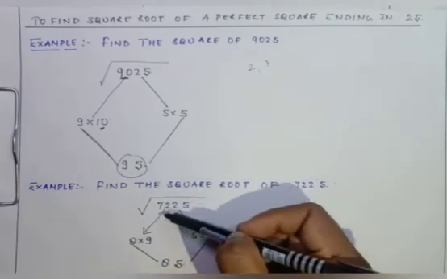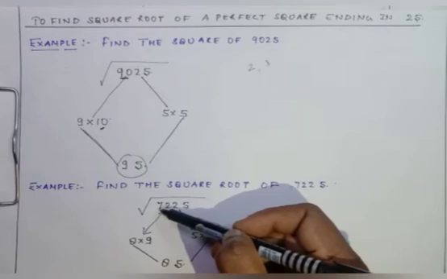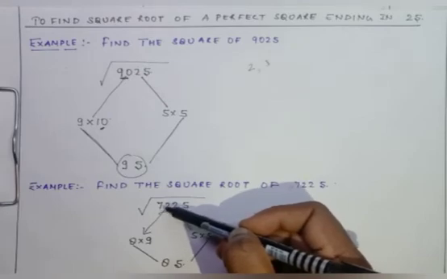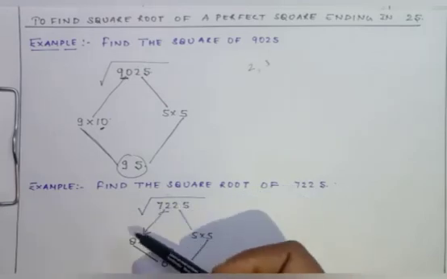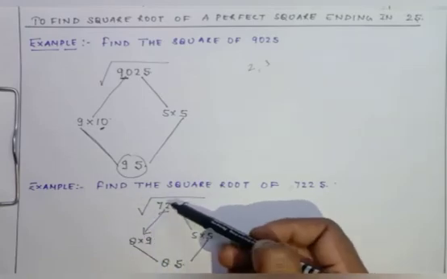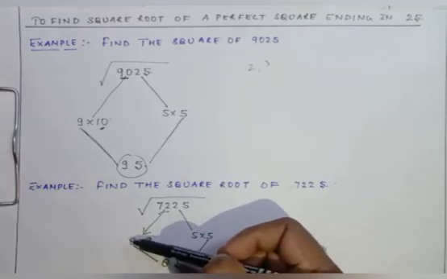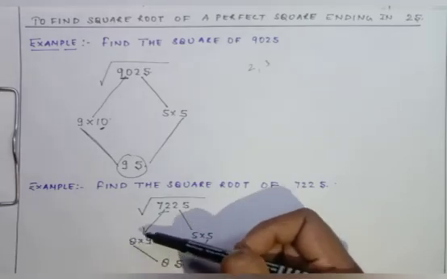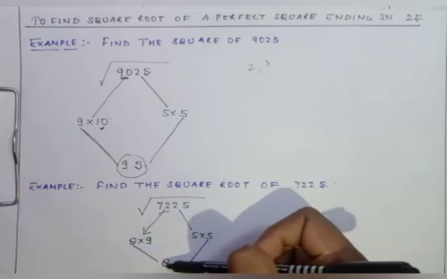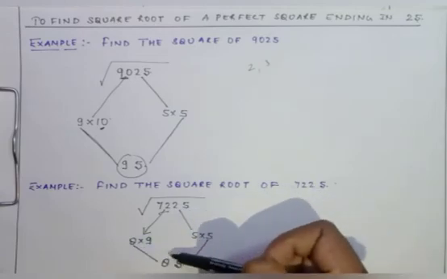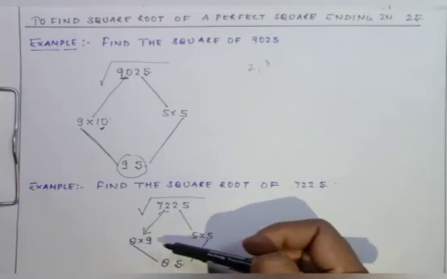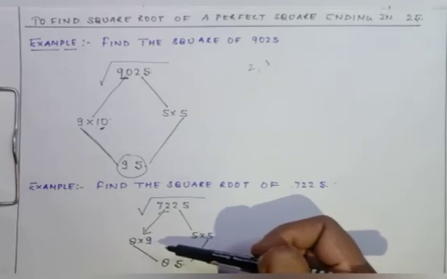Now I am going to find the multiple of 72 in terms of two consecutive numbers, that is 8 9s are 72. Now the number which is less or small should be taken. Here 8 is less than 9, so I am going to take 8 here and 15 from here. So 85 is the square root of 7225.